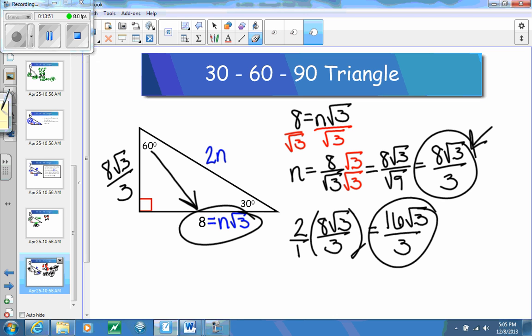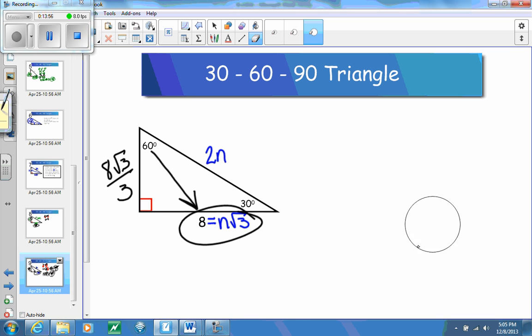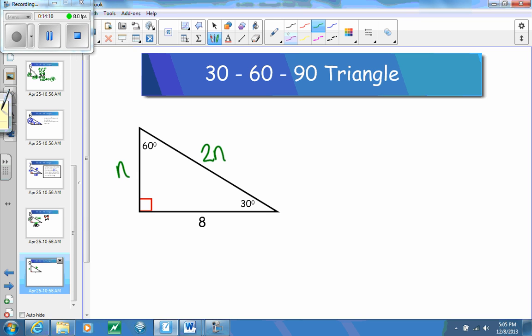Setting up this problem to use the Pythagorean theorem, I'm going to erase solving this algebraically. All right, so we know that we've got one side, which is 8. Our shortest leg, like I said, I'm going to use n, and we've got our hypotenuse, which is 2 times n. Well, the Pythagorean theorem says that if we take each leg and we square it, so that'd be 8 squared plus n squared has to equal (2n) squared.